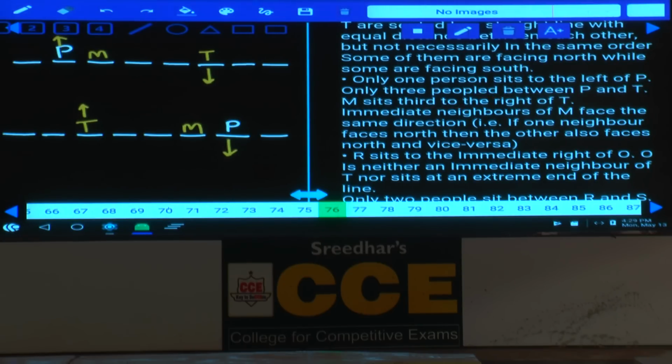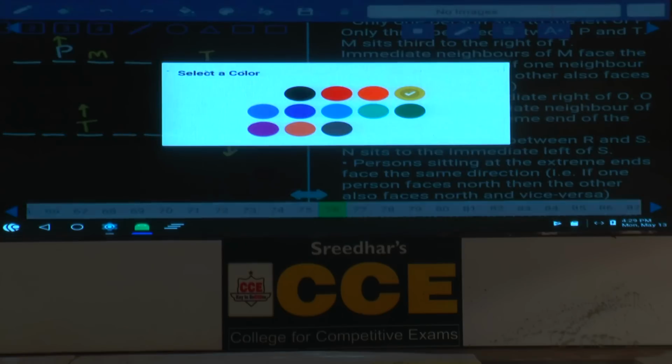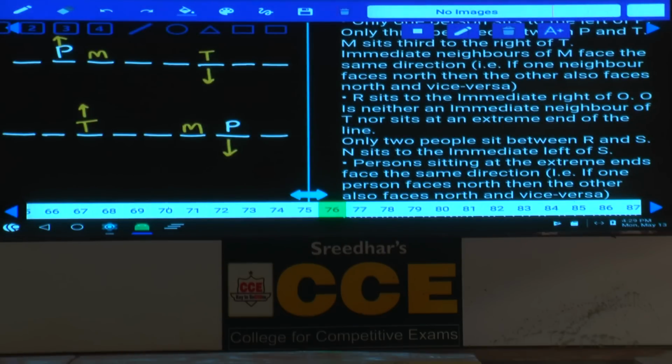And next one, immediate neighbors of M face the same direction. Immediate neighbors of M facing the same direction means now these two persons P and the other person are facing towards the same direction. Now here also P and the other person are facing the same direction. Immediate neighbors of M are facing the same direction.